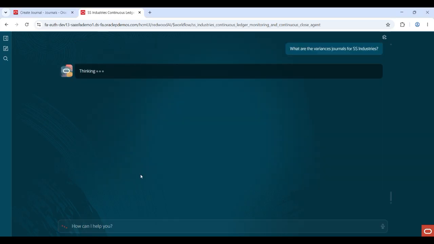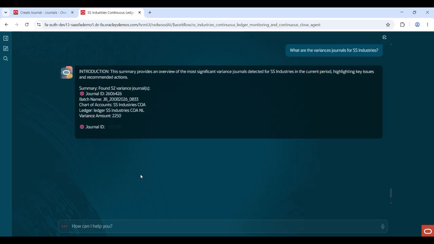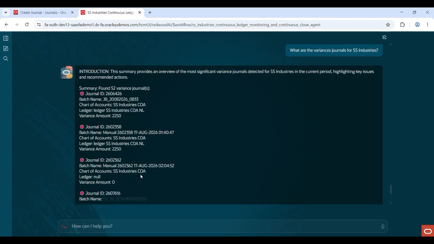The next use case regarding the variance is given as a prompt to the SS Industries Continuous Ledger Monitoring and Continuous Close AI Agent. The AI agent summarizes, with an introduction, the summary of 52 variance journals found, with details such as journal ID, batch name, chart of accounts, ledger, and variance amount. The details of the 52 variance journals are as follows. There are a summary, recommended actions, and a final note.